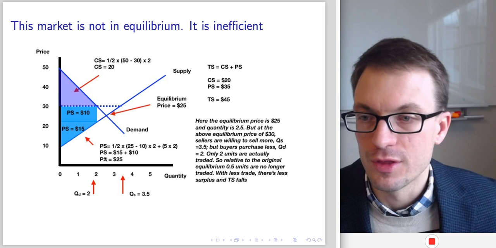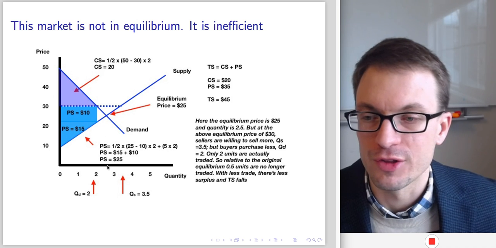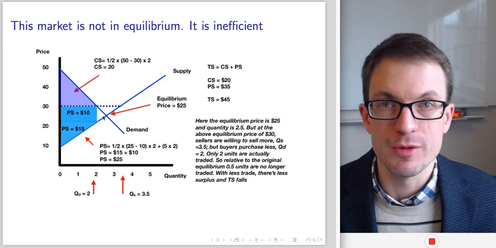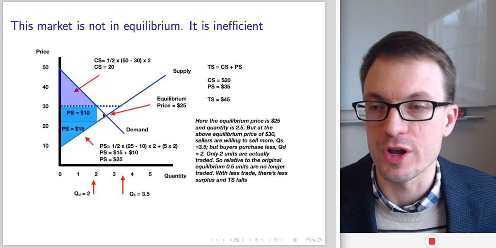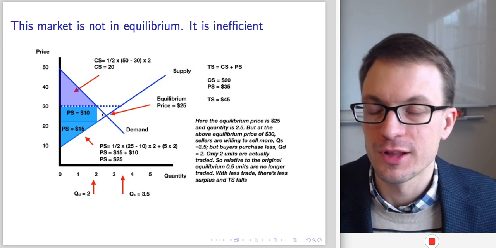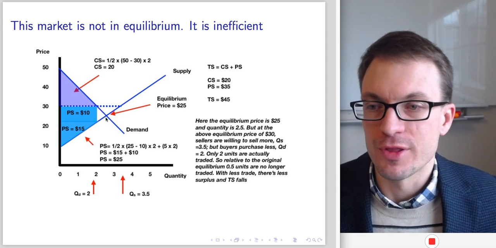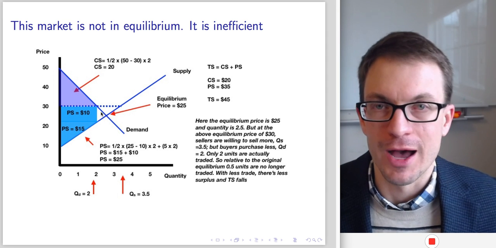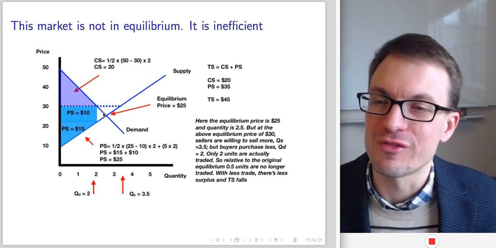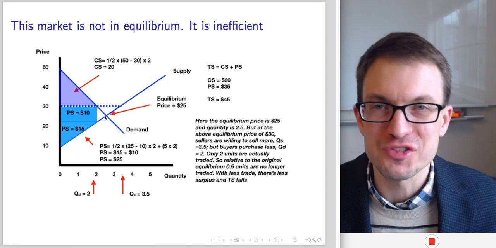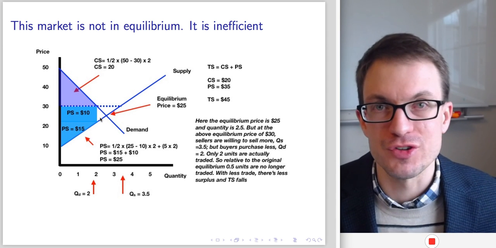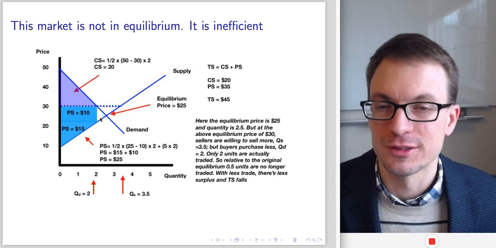Notice these 0.5 units are no longer traded. If the market is in equilibrium, they would be. These trades don't happen, corresponding to this white area, deadweight loss. And it's inefficient because remember, the height of the demand curve is the willingness to pay of buyers. The height of the supply curve is the cost of sellers. These units are valued by buyers more highly than they cost to produce. But yet those trades didn't happen. That's inefficiency, and that's why there's deadweight loss there.